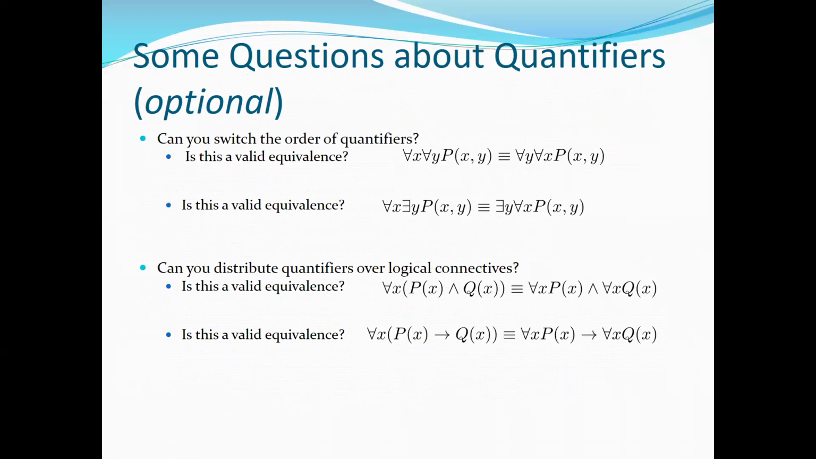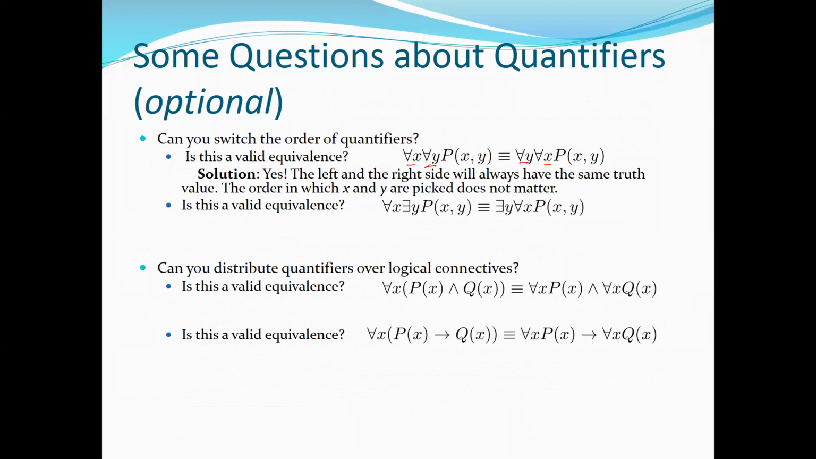So can you switch the order of the quantifiers? Is this a valid equivalence? For all x, for all y, p of x comma y, versus for all y, for all x, p of x comma y. Is it logically equivalent? Is it true or is it false? Since we have seen in the previous slides, when we talk about for all, the order does not actually make any problem. So order does not matter here. Yes, the left and the right side will always have the same truth values. The order in which x and y are picked does not really matter.